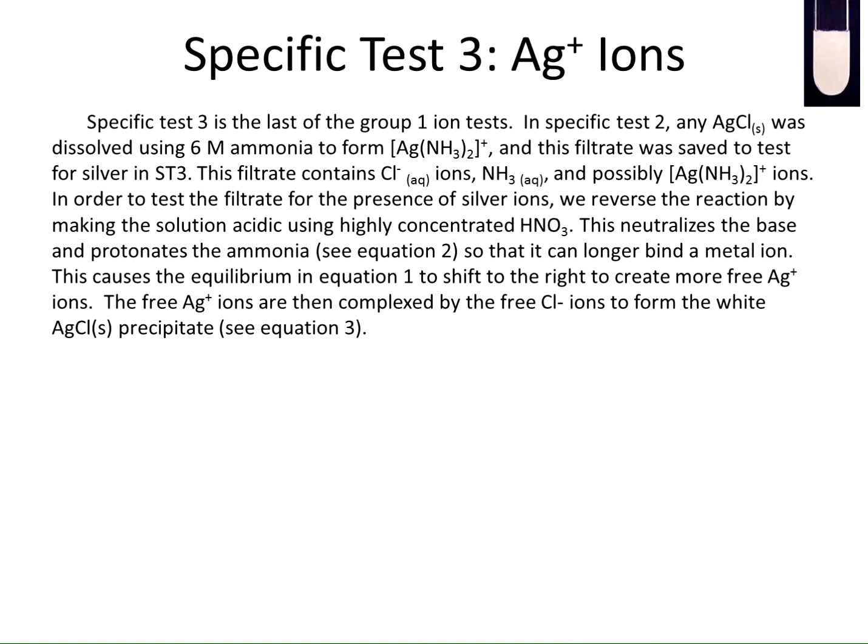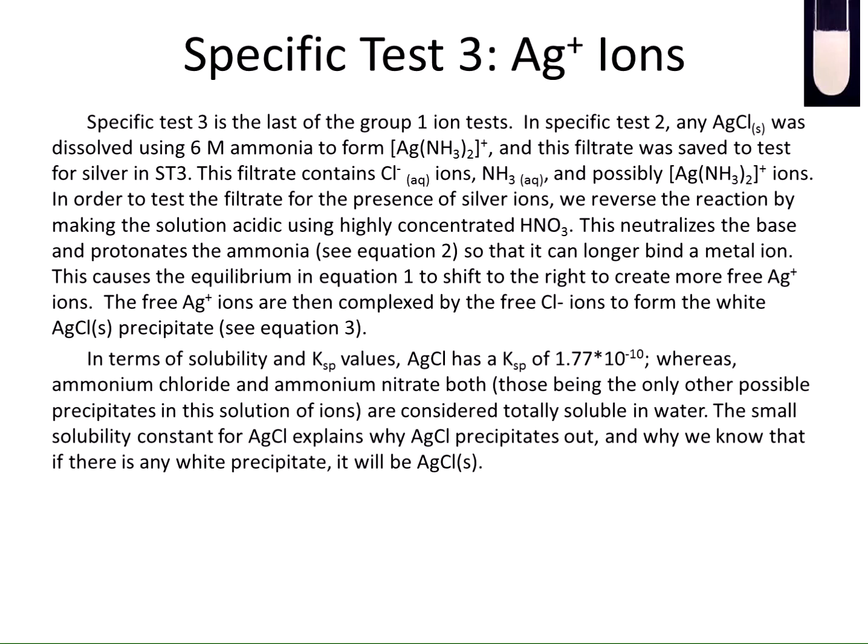Now in the reaction, when we reverse this reaction by making the solution acidic using the highly concentrated nitric acid, this neutralizes the base, so it neutralizes the ammonium hydroxide, and it's going to protonate the ammonia. I'll show you this in equation 2, so that it can no longer bind a metal ion. This causes the equilibrium in equation 1 to shift to the right to create more free silver ions. And the free silver ions are then complexed by the free chloride ions to form the white silver chloride precipitate.